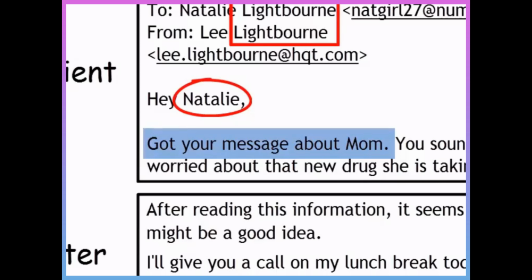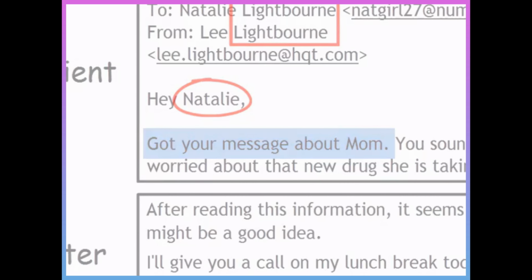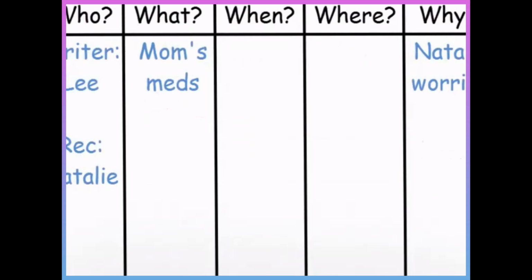From the first couple of sentences, it looks like they're discussing their mother's new medication, and Natalie is a bit worried. So I can write that down. I don't immediately see anything about when or where this is happening, so I'll just leave them blank for now.